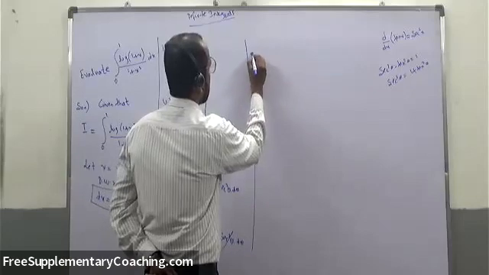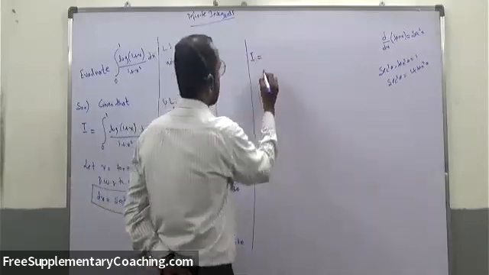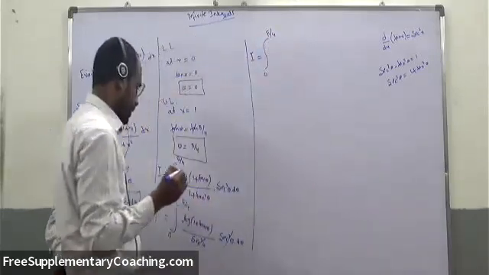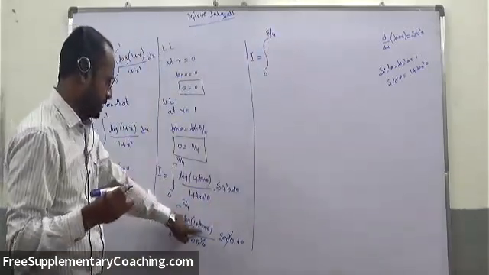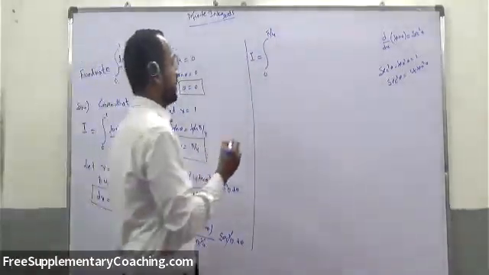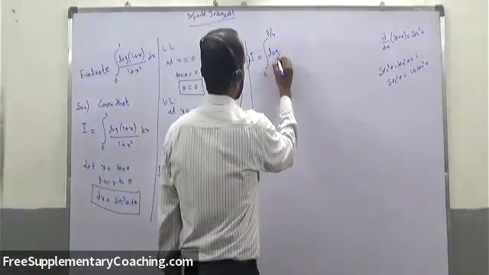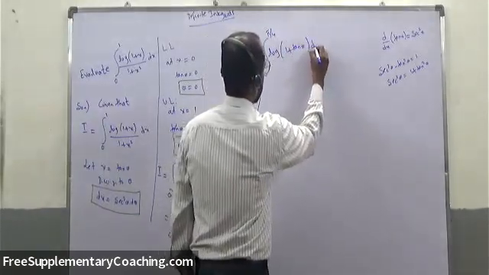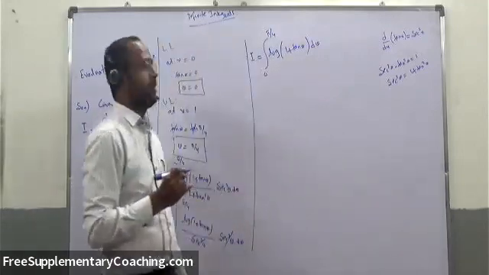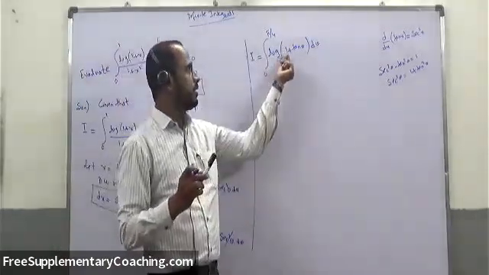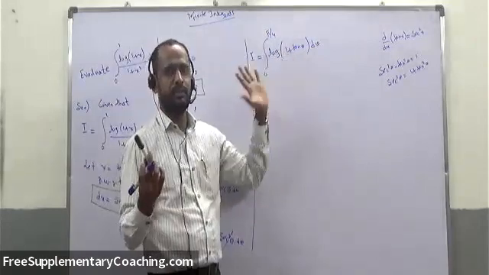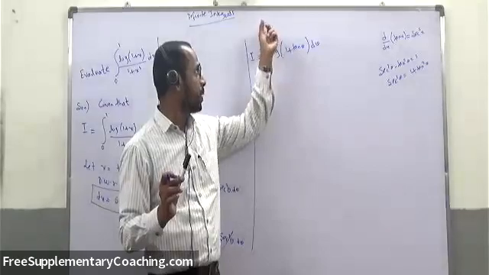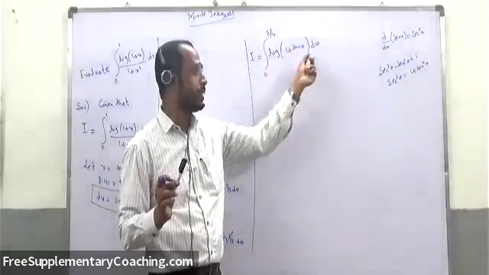I is equal to integral from 0 to pi by 4 of log(1 plus tan theta) d theta. See here, this is a number we can't do, keep it as it is only. This is 0 log integration 0 to pi by 4 log tan theta into d theta.